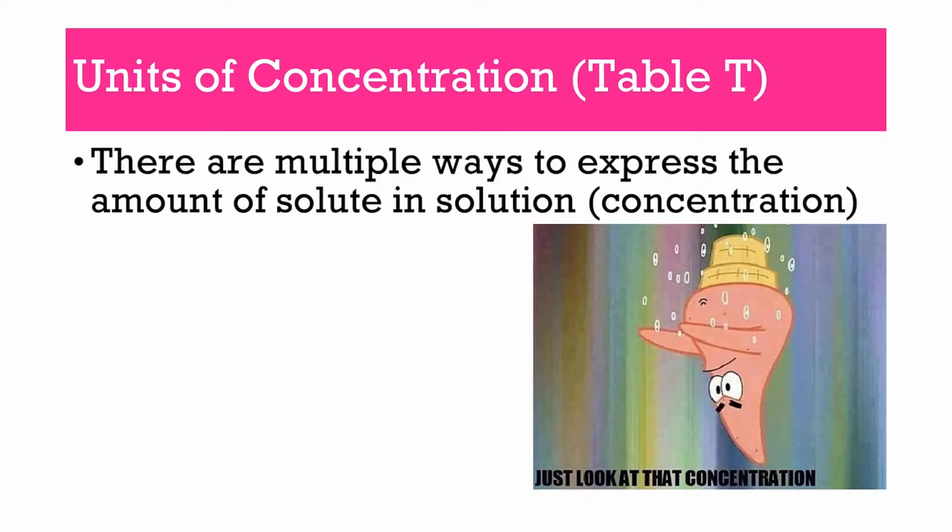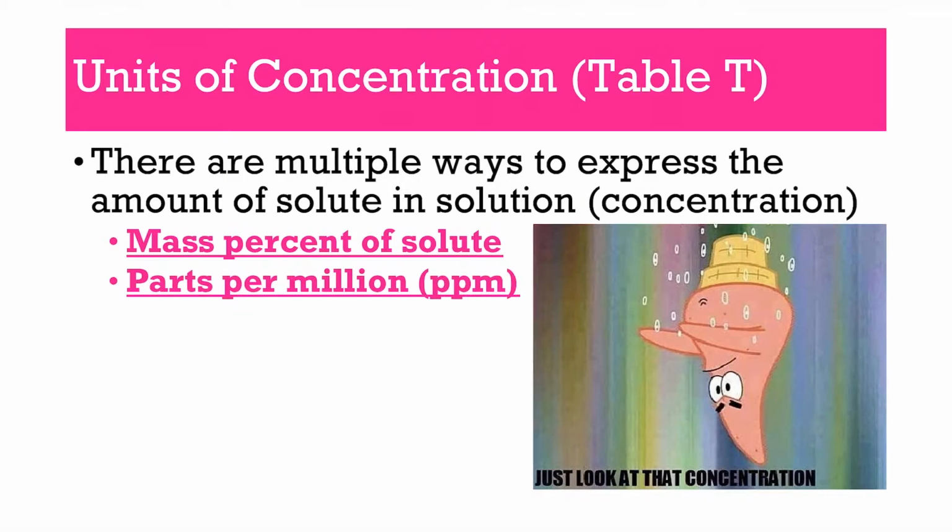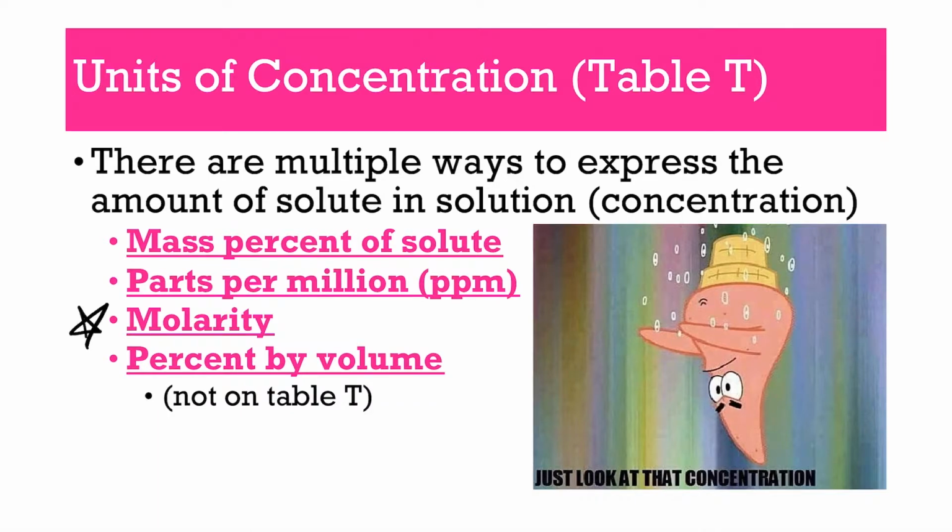Okay, so units of concentration. Most of these formulas are on Table T, so that last page of your reference table. So mass percent of solute, parts per million, and molarity. All three of these formulas, or variations of them, are on Table T. And like I said before, today we're going to focus on molarity. And there is a percent by volume one, which is very, very simple. It follows mass percent pretty similarly, but slightly different. Anyway, that's part 2 of the video. So next video we'll cover those three things.